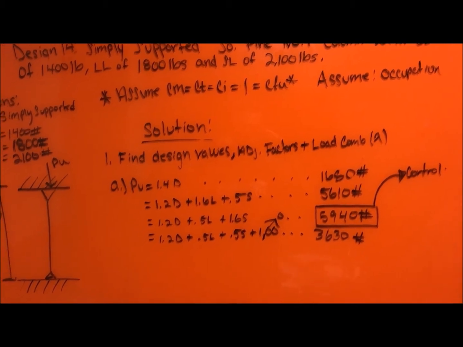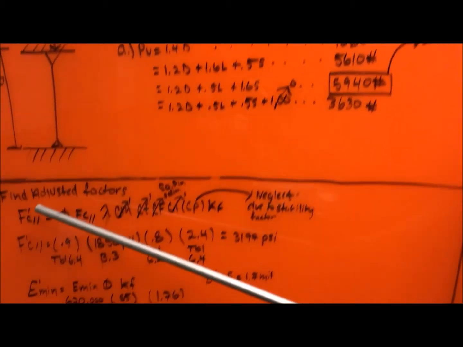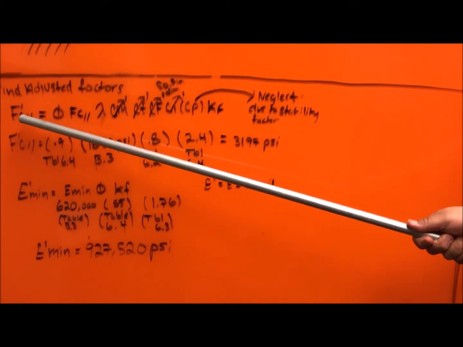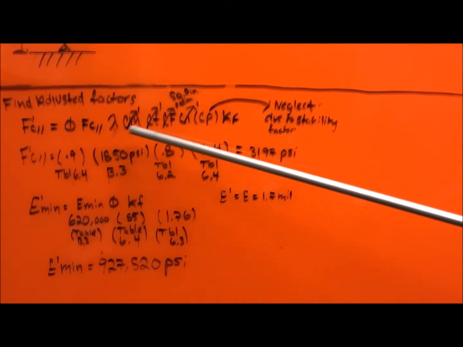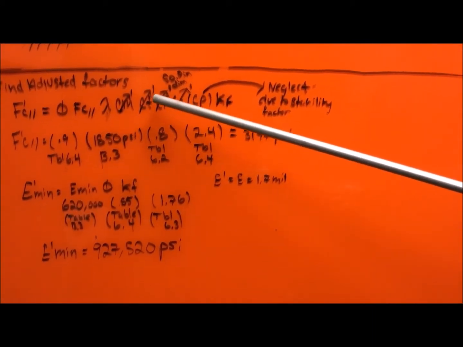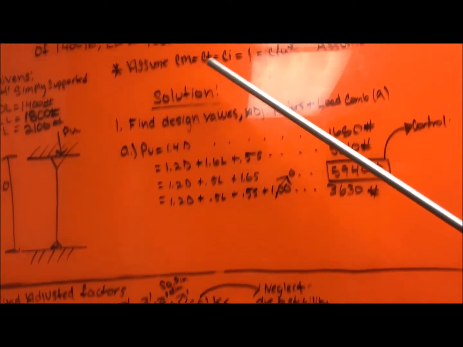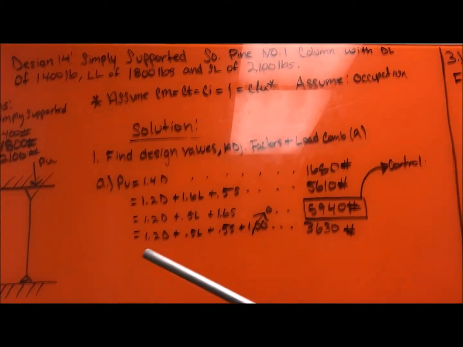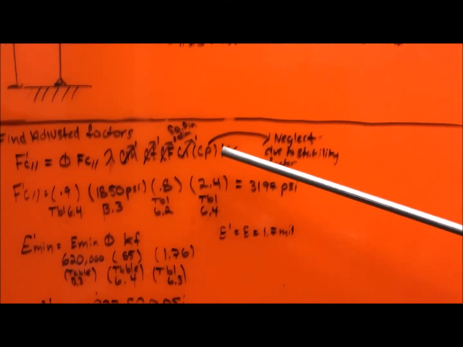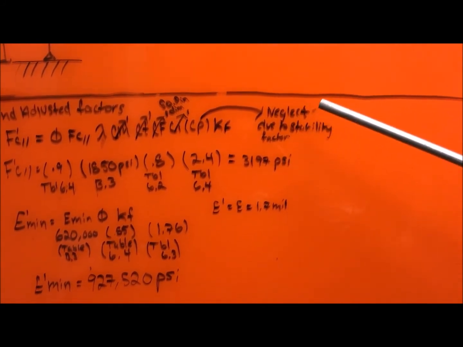And after this, we will find the adjusted factors. First, we have to find F prime C parallel with this given statement. CM, CT, CI, we noted up here that we're going to assume equal 1. And we're also going to assume that this is for occupation. So with that being said, CP we're going to neglect due to the stability factor.